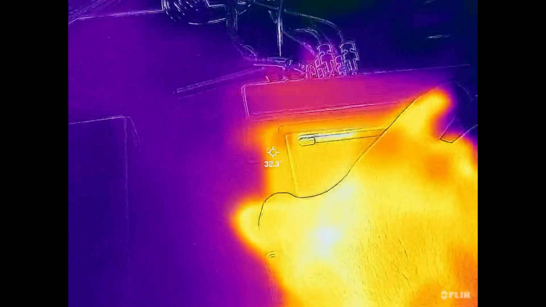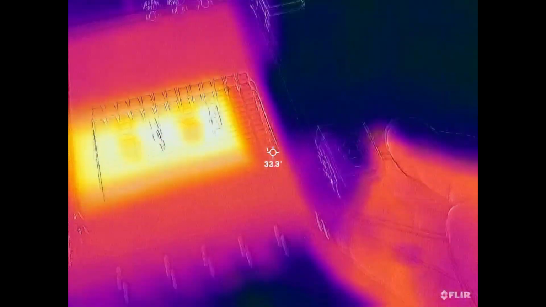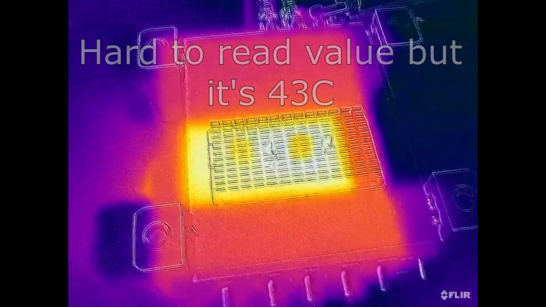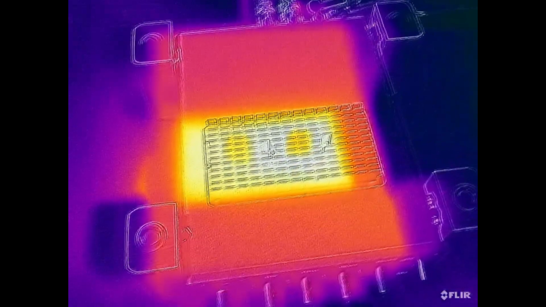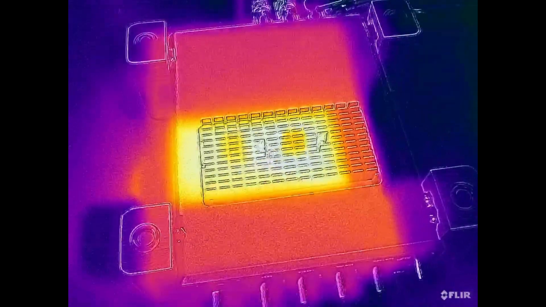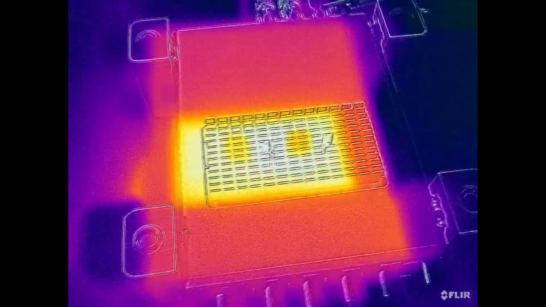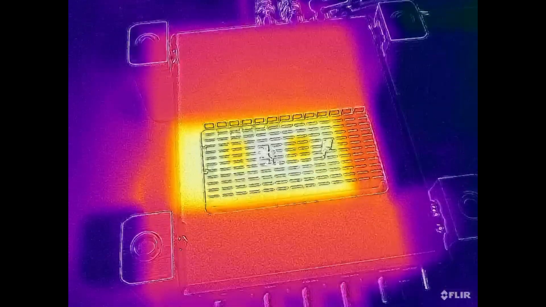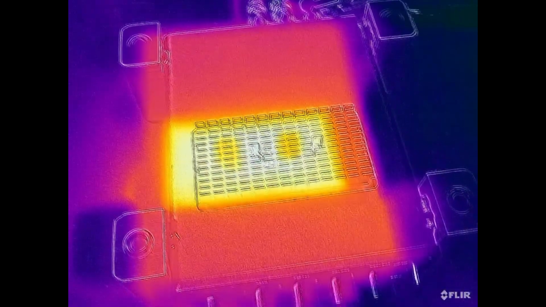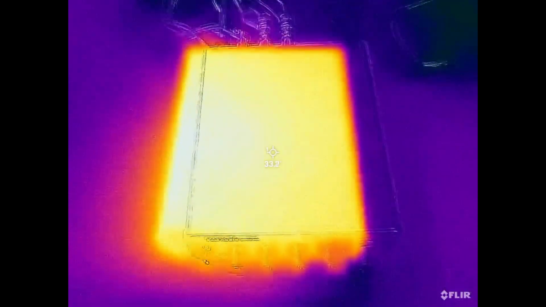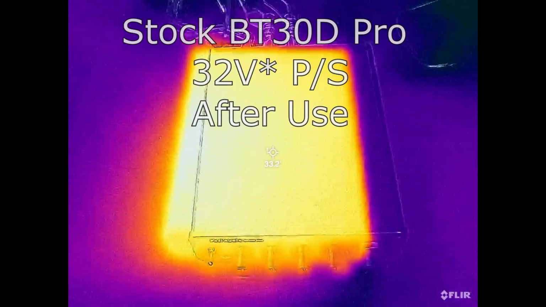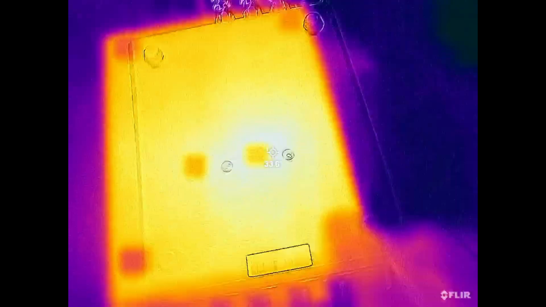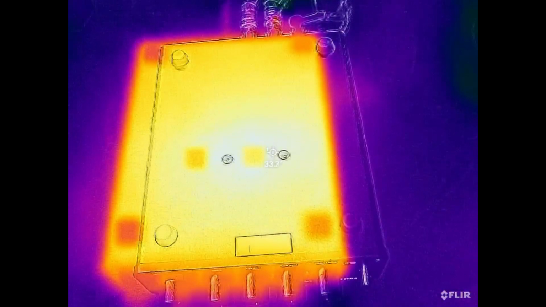And the bottom. Yeah. It's definitely less. Man, this was yesterday. I thought it was 51°C, if I remember correctly. So we're looking at about an 8° drop using the 32-volt power supply. All right, and finally here, the stock case with the 32-volt power supply. 34, close to 34.